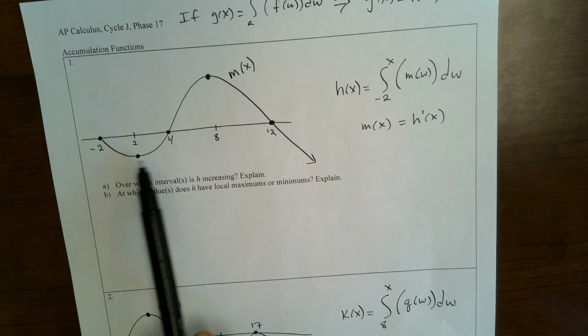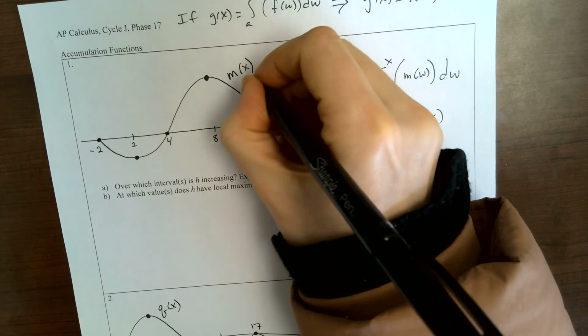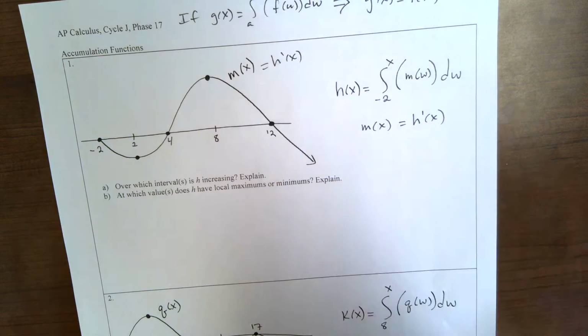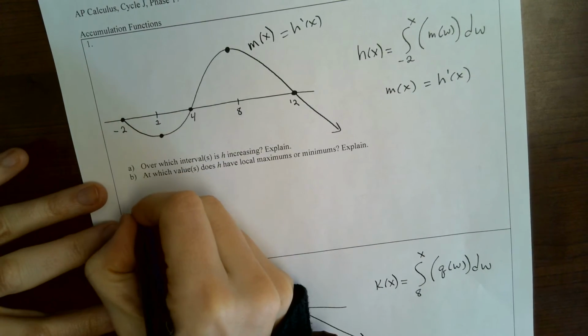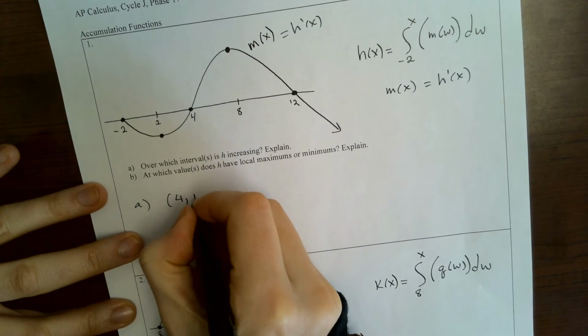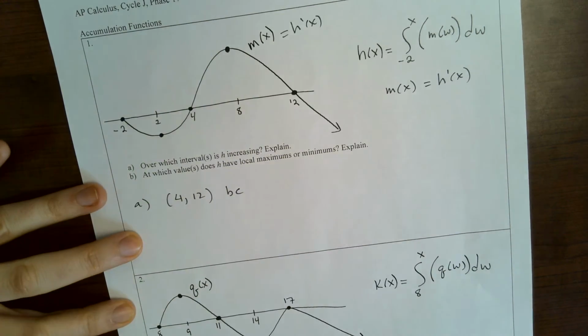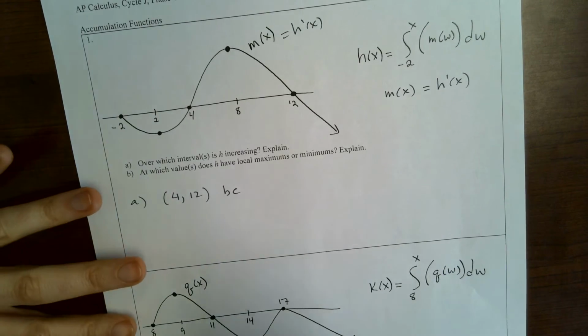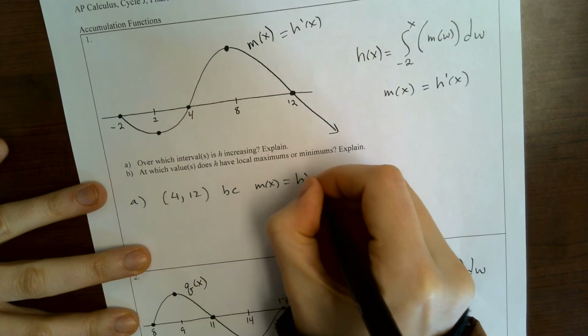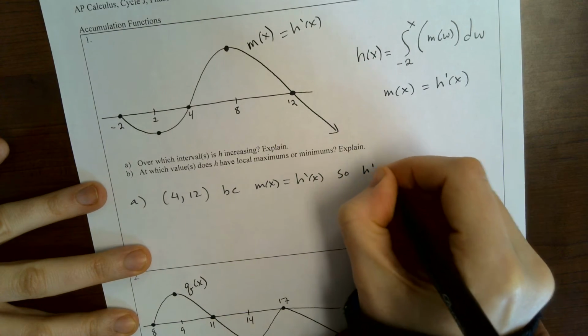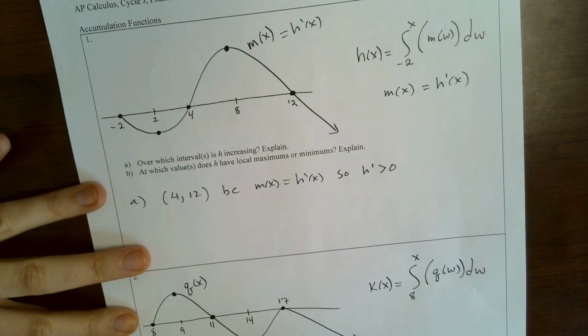So when I'm looking at this graph right here, I'm looking at the derivative graph, the graph of the derivative of h. So what do you know about the derivative graph that would imply that h is increasing? The derivative graph would need to be positive. So for part A, from 4 to 12, and then we need to be careful with our explanations because m of x is equal to h prime of x. So h prime is positive.